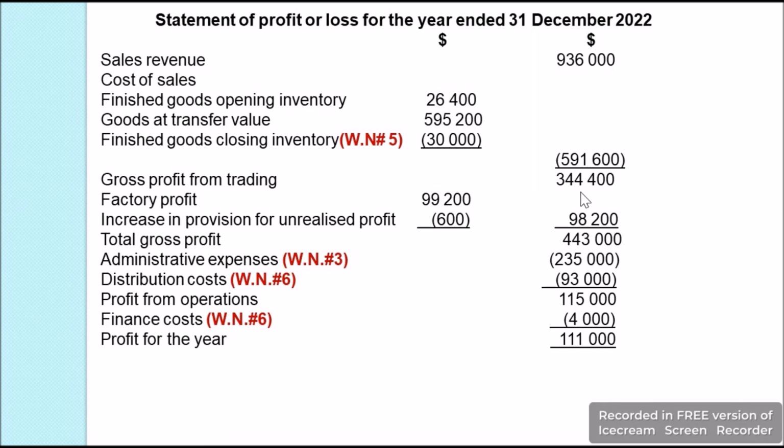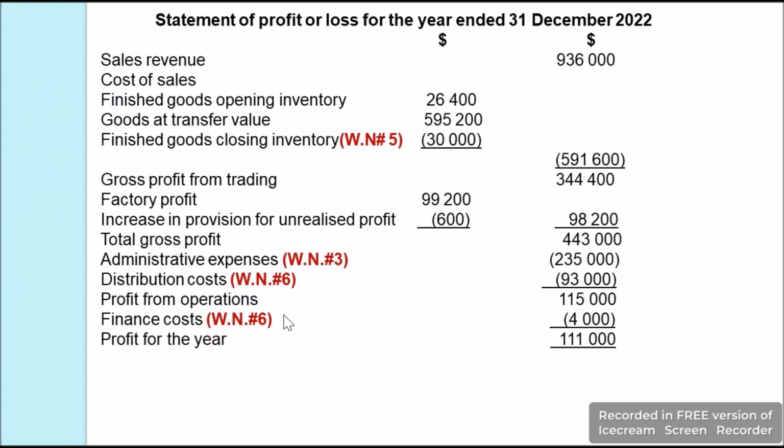We add the gross profit from trading and from manufacturing. We get the total gross profit as $443,000. From there we will subtract the administrative expenses, which we calculated in the third working notes as $235,000. Then the distribution cost, which was calculated in the sixth working notes as $93,000. We get the profit from operation as $115,000.